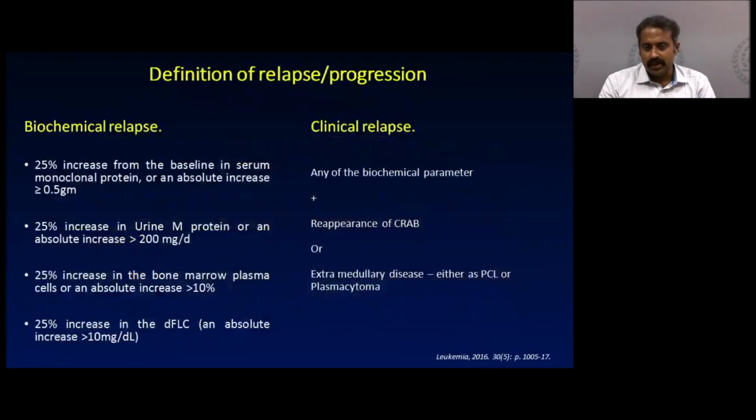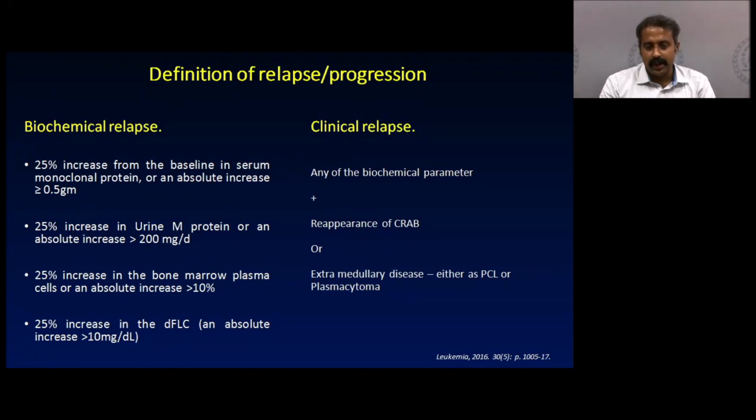Now, I told you, looking at the natural history of myeloma, eventually all these patients can relapse, and you can have a biochemical relapse or a clinical relapse. In biochemical relapse, the monoclonal protein which had decreased or which had become zero can slowly increase, but you won't have any myeloma defining event, or any CRAB features. So biochemical relapse is defined as a slow increase in the serum monoclonal protein, urine M protein, bone marrow plasma cells, or the light chain ratio.